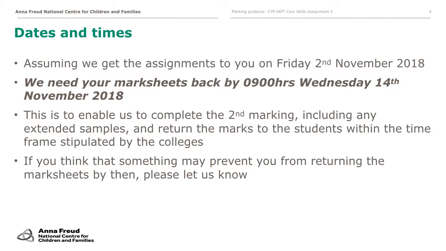And we then need to get the agreed marks back to the students within a time frame that is stipulated by the colleges. Now, if you think that is in any way going to be problematic for you, then please do let us know as soon as you can.